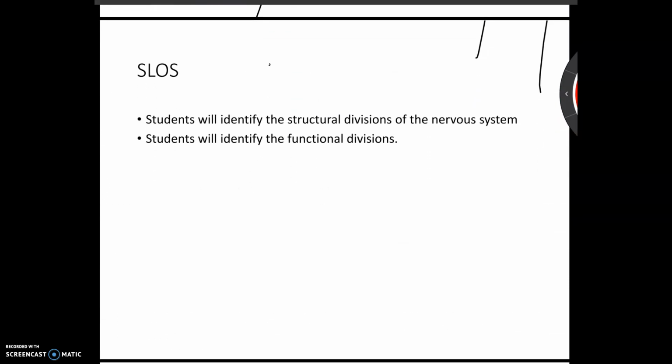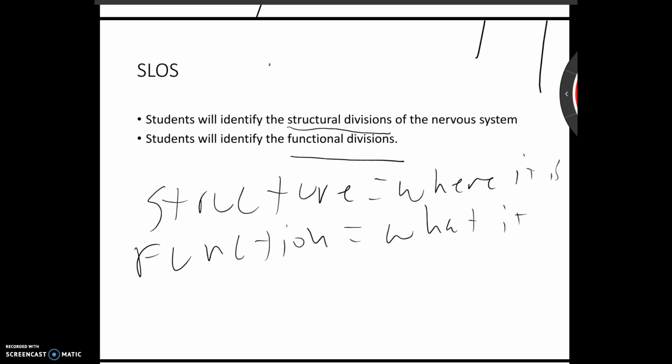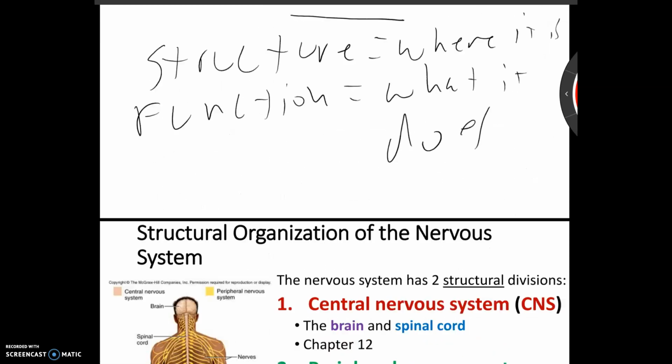So, your SLOs are to identify the structural divisions of the nervous system and the functional divisions. Structure is where it is. Function is what it does. And you'll need to know both of those for the exam.